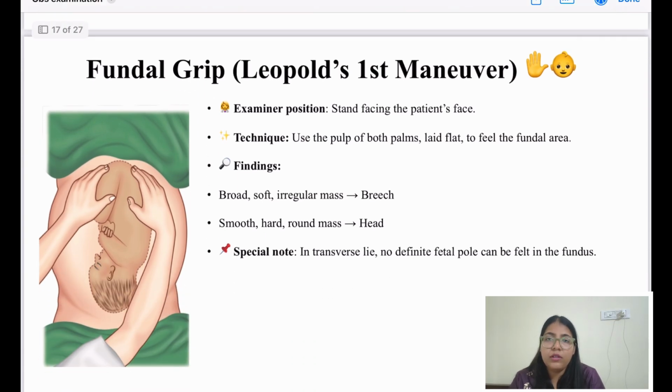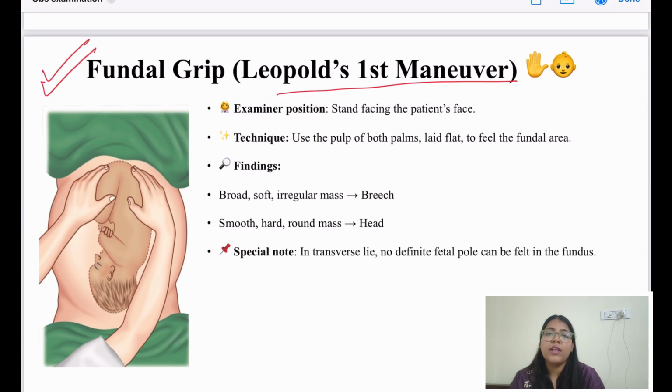So there are four Leopold maneuvers, also known as obstetric grips: fundal grip, lateral grip, and then two pelvic grips. First we'll talk about the fundal grip, which is the first Leopold maneuver. You're standing on the right side of the patient. The first three grips are done facing towards the mother's face, and for the last grip you are facing towards the mother's legs.